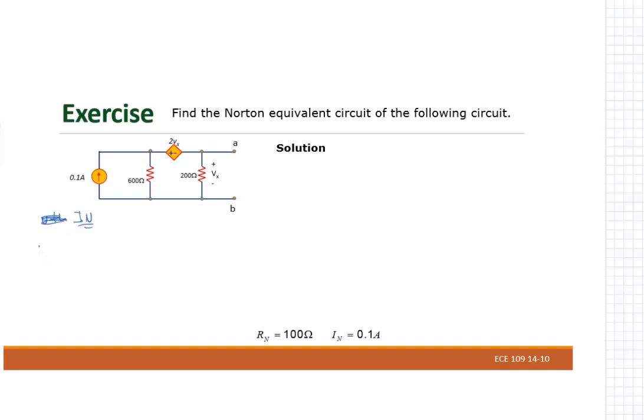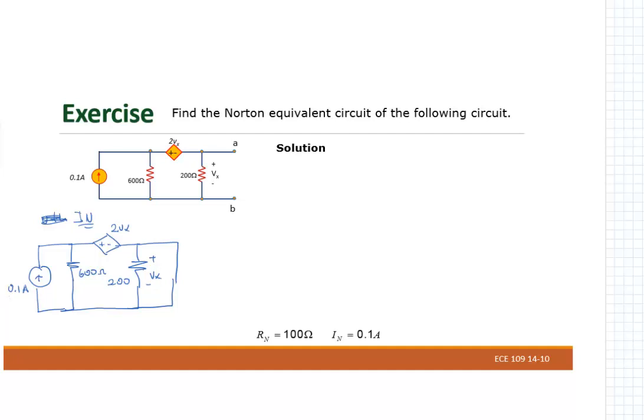We're going to make a short circuit between A and B. We have this one here connected, and this dependent source, plus minus, and we make a short right there. This is 2Vx, this is 200 ohms, this is plus minus Vx, this is 600 ohms, and this is the 0.1 ampere source.